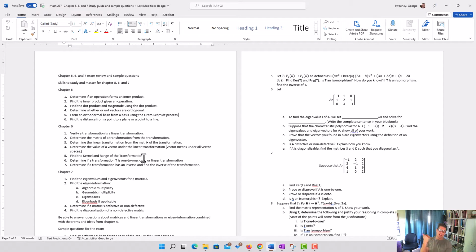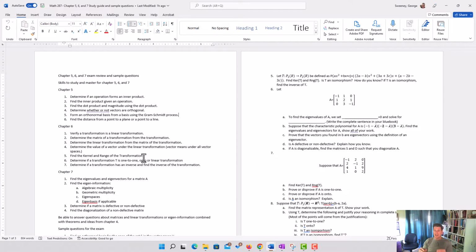You want to consider the algebraic multiplicity, the geometric multiplicity, the eigenspaces, an eigenbasis if applicable. Determine if a matrix is defective or non-defective. And then find the diagonalization of a non-defective matrix. Okay, so those are what we want from Chapter 7. So it's pretty much everything that I went over inside of those 3 videos.